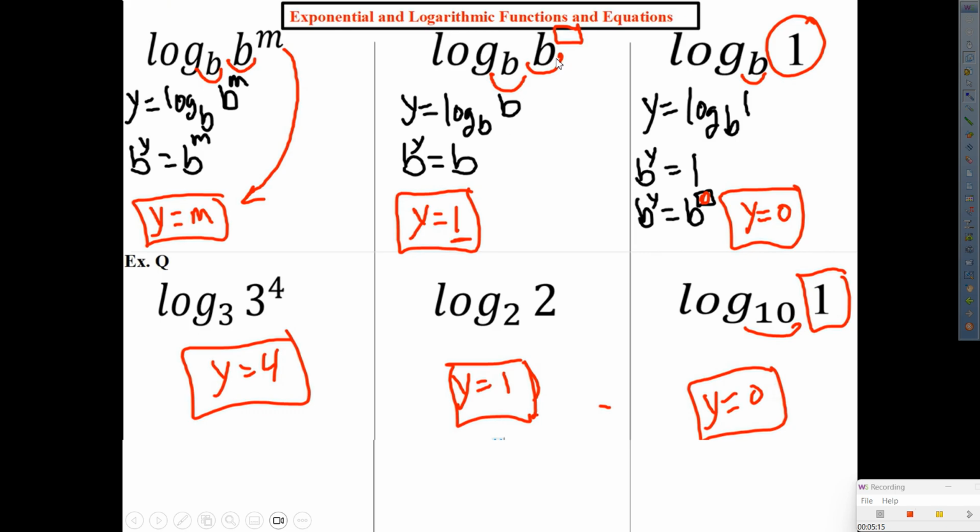Another rule, if we are given a log with a particular base, and the base is the same as the base of the given number, and the given number does not have an exponent, the answer is 1. Like here, base 2 on the log, base 2 on the given number, there's no exponent, the answer is 1. The last one, if you have a log to a particular base and the given number is 1, automatically the answer is 0. Like here, log base 10, given number 1, therefore answer is 0.